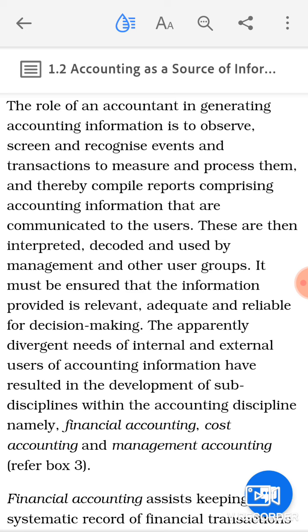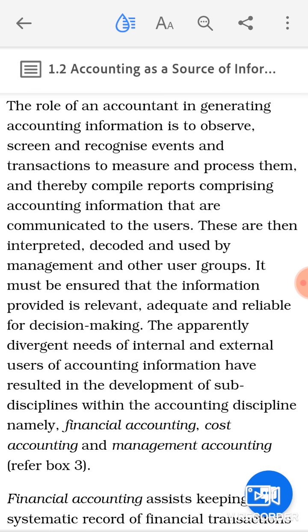The apparently divergent needs of internal and external users of accounting information have resulted in the development of sub-disciplines within the accounting discipline. Just because of the requirement of different users, internal or external, clear? As I've told you, different users require accounting information as per their requirement. So it has given rise to different sub-disciplines of accounting named financial accounting, cost accounting and management accounting. Now we are going to discuss these sub-disciplines one by one.